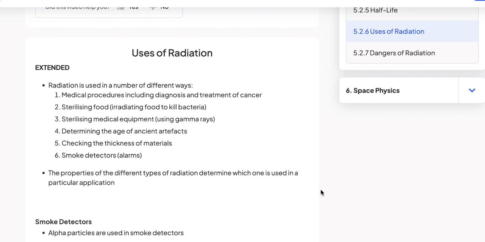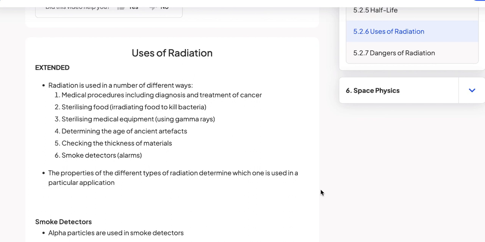We can use gamma rays to kill everything in the medical equipment: bacteria, viruses, any pathogen that can cause problems. Your medical scissors, any equipment used for carrying out a medical procedure, you can sterilize with radiation, like gamma radiation.